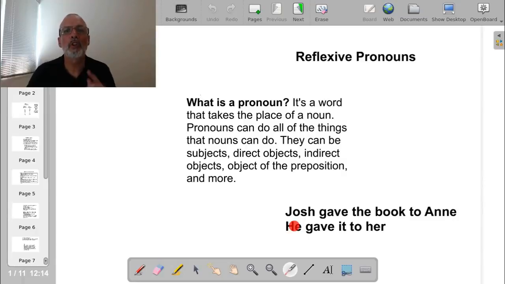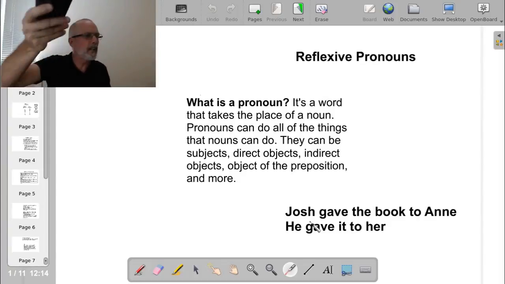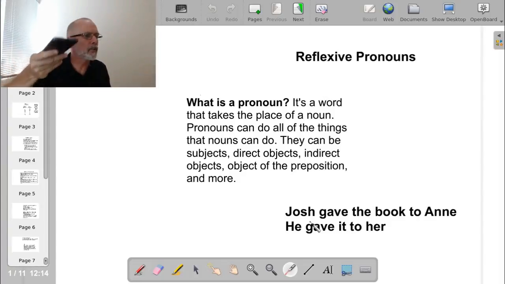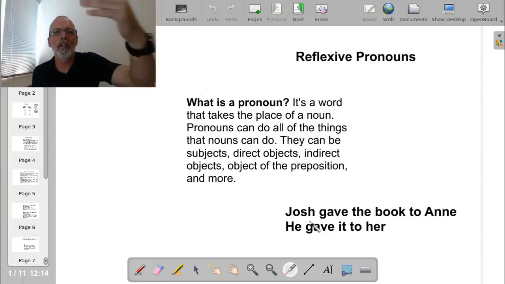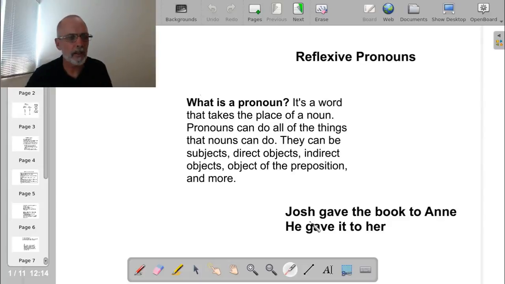So here we need to use the subject pronoun. Now remember, the subject is the person or the thing performing the action. In this case, I haven't got a book here, but imagine this is a book. Josh is giving, or he gave in the past, the book. Josh, imagine I'm Josh, is performing the action. That's the subject. So here we are using the subject pronoun.